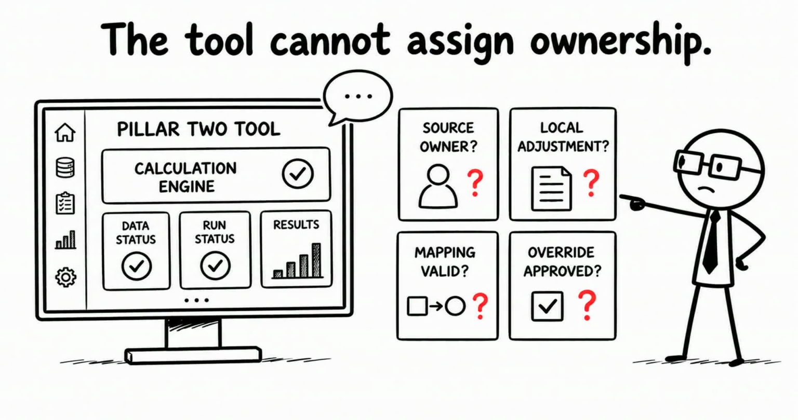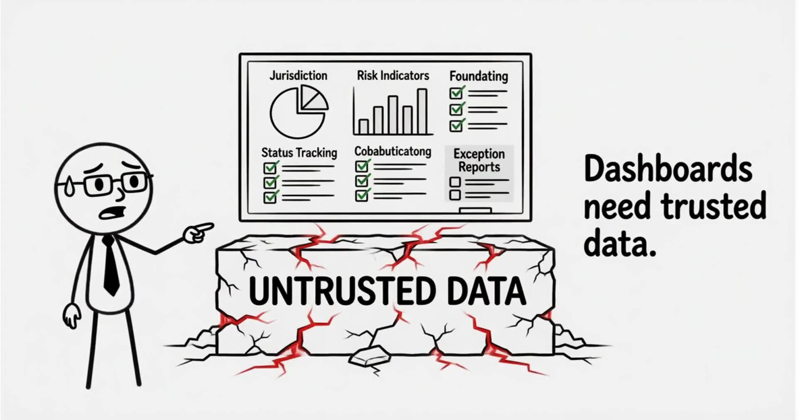The tool does not decide who owns a source number. It does not explain why a local adjustment was made after close. It does not know whether a mapping is still valid. It does not approve an override. It can only process what the process gives it. And those beautiful dashboards, most of them are never used properly if nobody trusts the data underneath.